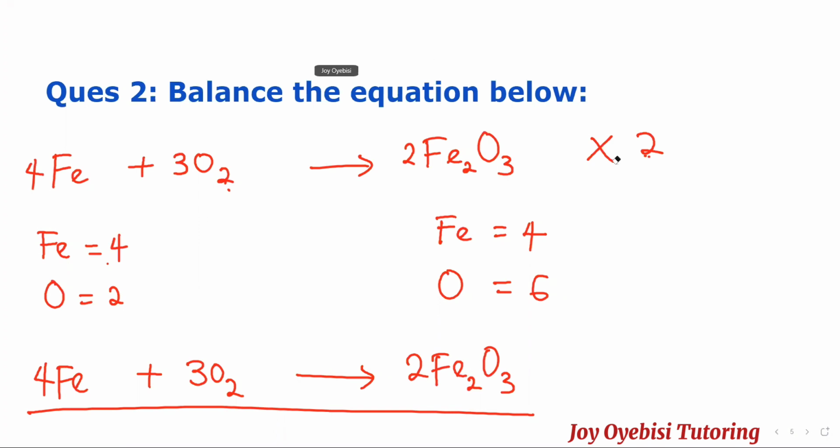So if you do this one, there is no need for you to multiply by 2 anymore. So there are 2 methods. You either use a fraction or make your odd number even, an even number, and that would be easier for you to balance. So that is it for question 2.